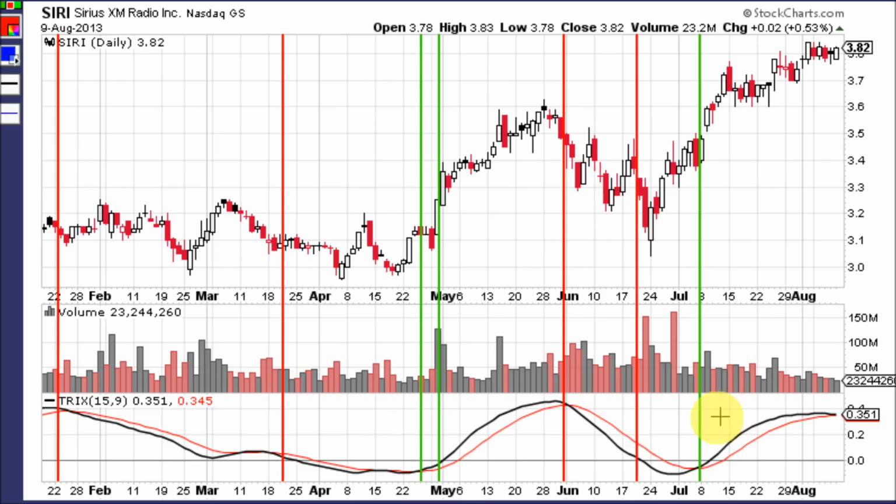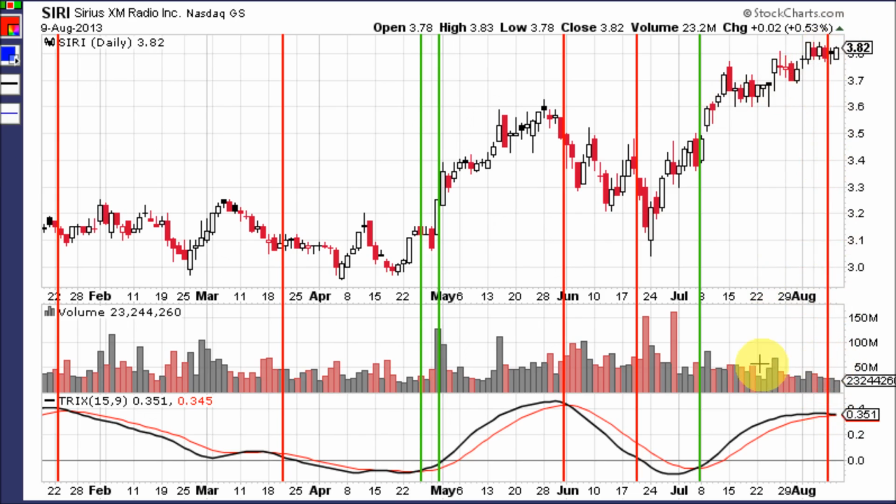Okay, but one thing I notice is a bearish divergence here. This high here on Trix relates to this point on the chart. This high here on Trix is lower than this high here, yet the stock is going up. So that's a bearish divergence. It looks like there might be a bearish crossover happening here, but actually the chart pattern looks pretty bullish.